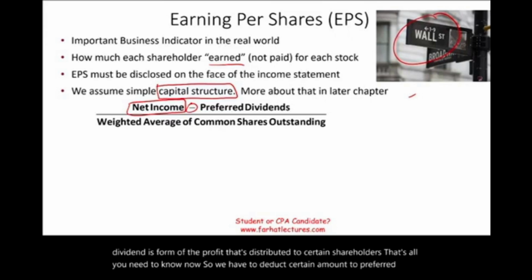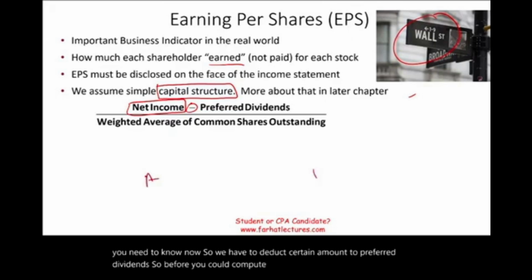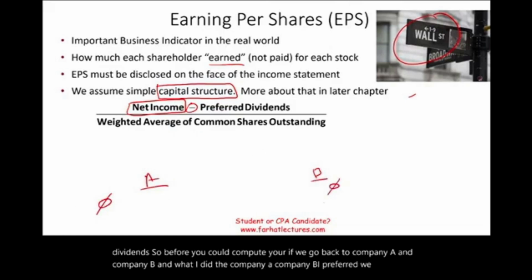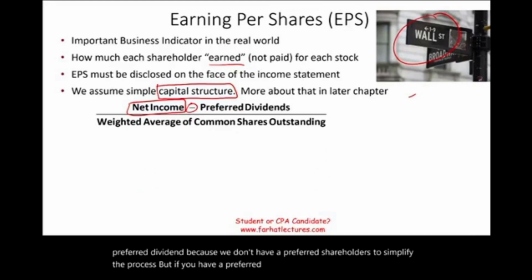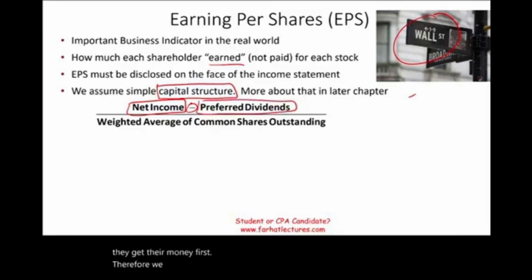If we go back to company A and company B, we have 0 preferred dividend because we don't have preferred shareholders, to simplify the process. But if you have preferred shareholders, they get their money first. Therefore, we deduct their share of the earnings before we distribute it to the common shareholders or common stock.